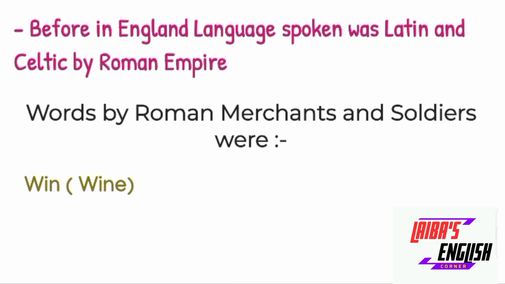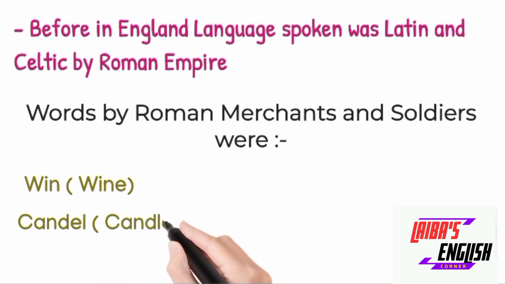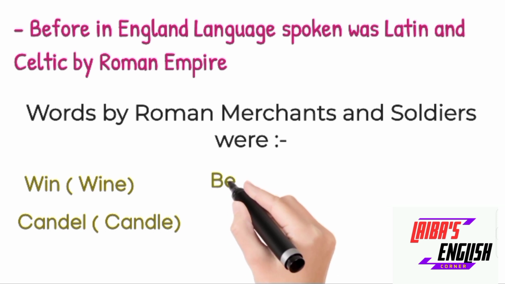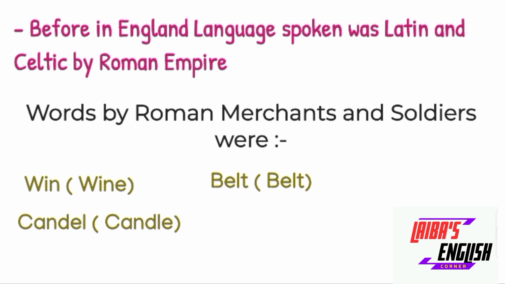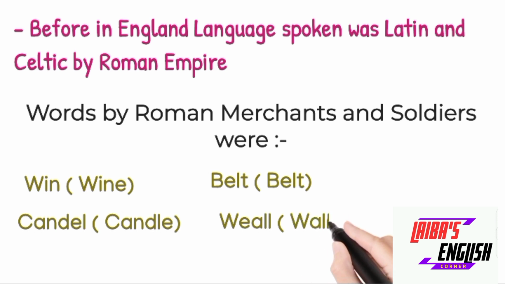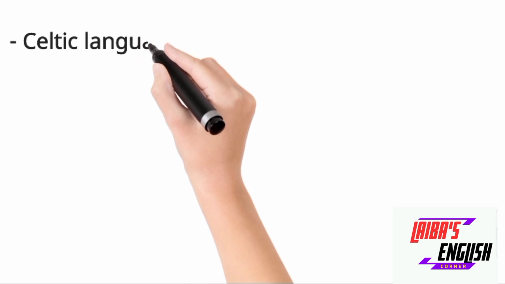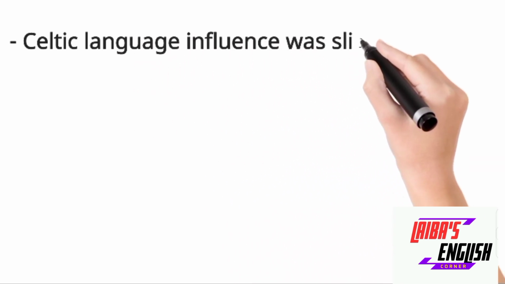Number 1 is wine, which came from the word wine. Secondly, candle. These two words, and all the examples which I will give in this video, are spoken in today's modern English. Next example is belt. Belt spelling in Old and Modern English was the same. And the last example is wall, which came from the spelling weall. Only the E is omitted, otherwise the spelling is the same. So these are some of the words which were taken from Roman merchants and soldiers.